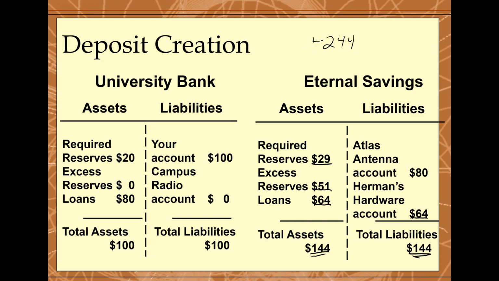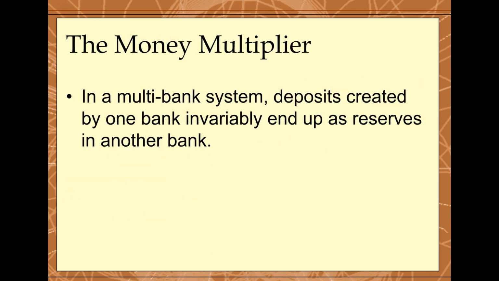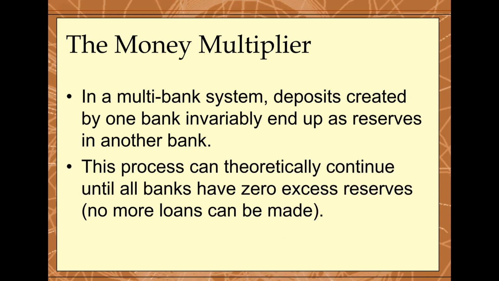But more money can be loaned out because there's still some excess reserves in the system. And this process is going to continue and continue, and the money supply is going to grow and grow. It cannot grow indefinitely because you notice how in each round of lending and redepositing, the amount of excess reserves drops. So eventually this process will stop. So in a multi-bank system, deposits created by one bank invariably end up as reserves in another bank. And this process can theoretically continue until all banks have zero excess reserves.